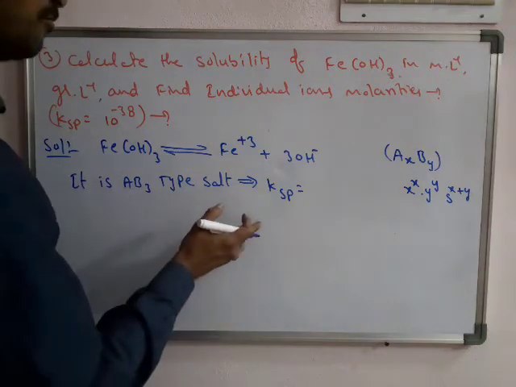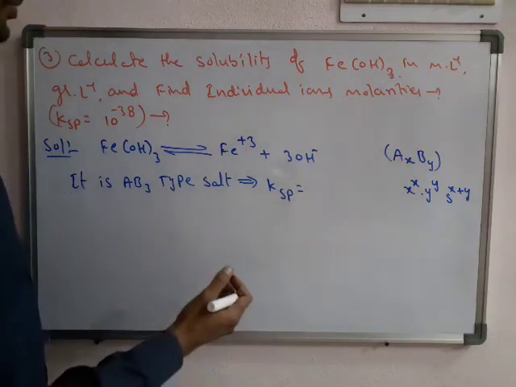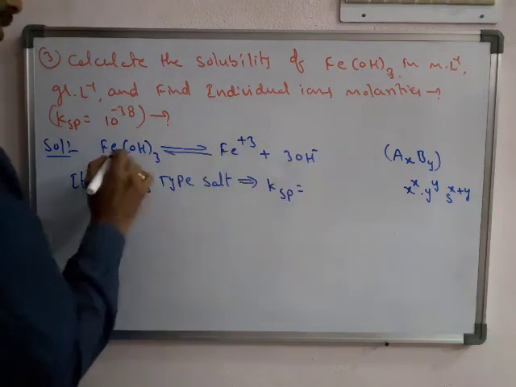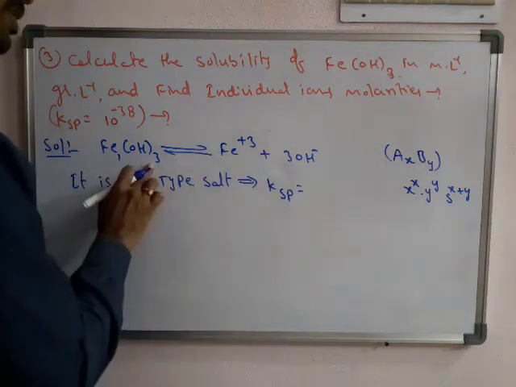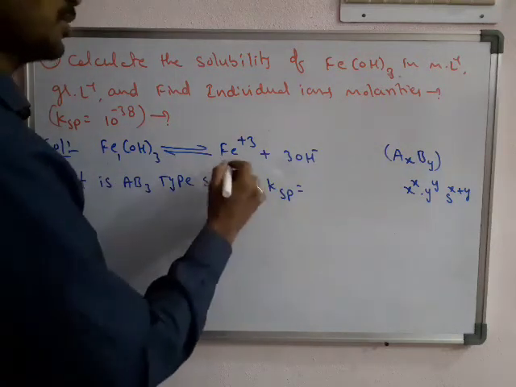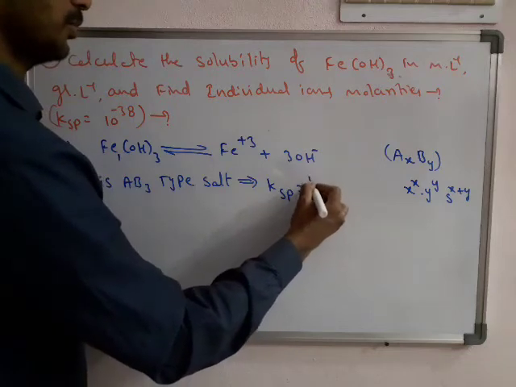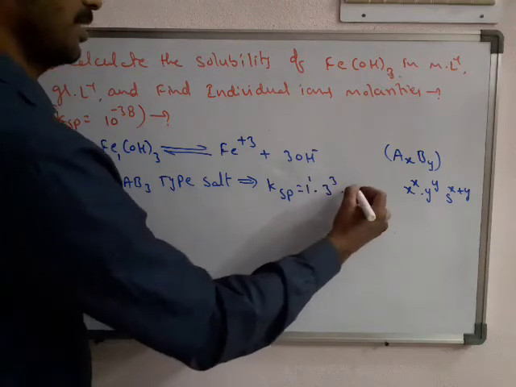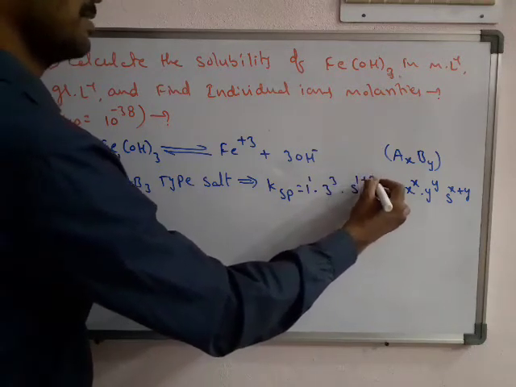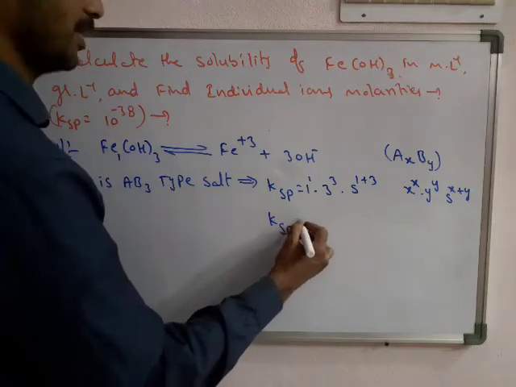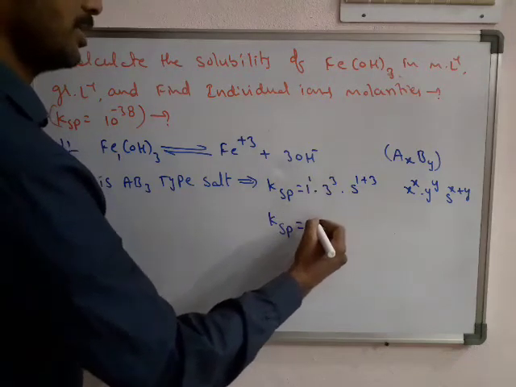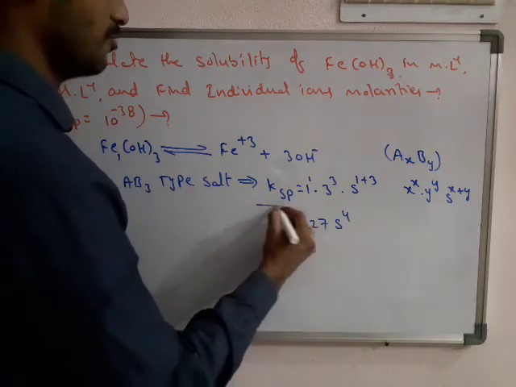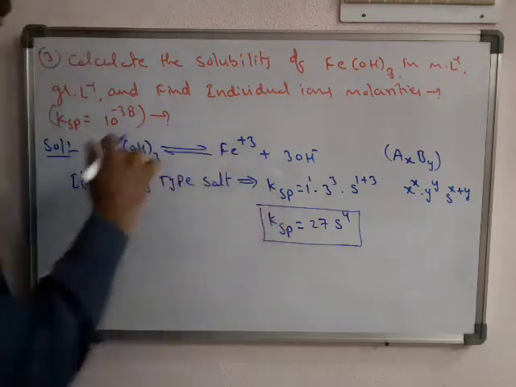So instead of finding it directly, with the help of this formula we can do any type of calculation. This is 1 each. And what is the x value? The x value is 1. What is the y value? 3 moles. Okay, a 1:3 ratio. So x^x means 1^1 into 3^3, into s^(1+3). So what is the Ksp value? 1^1 is nothing but 1, 3 cubed is 27, so 27 s^4. So this is the formula for Ksp for this type of salt.